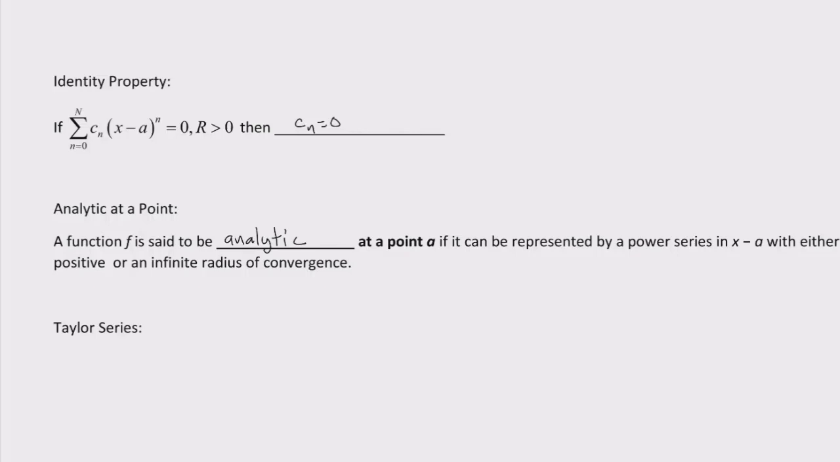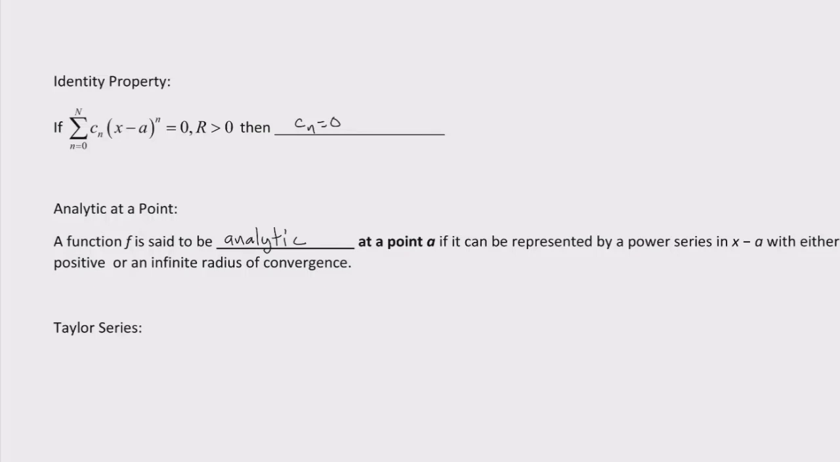Okay, so the identity property says if a power series is equal to 0, the only way that would be true is if the constants themselves happen to be 0. That's similar to the identity property of multiplication, where if I'm multiplying two things and I get 0, then one of the terms itself has to be 0.